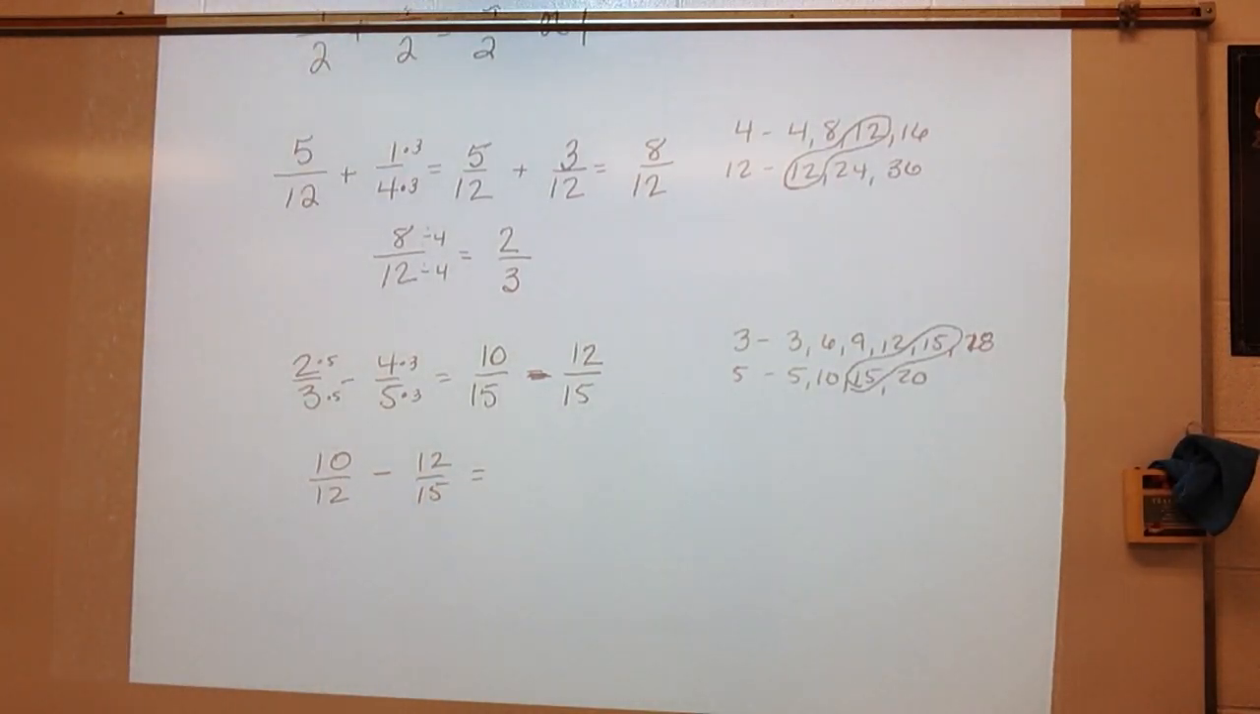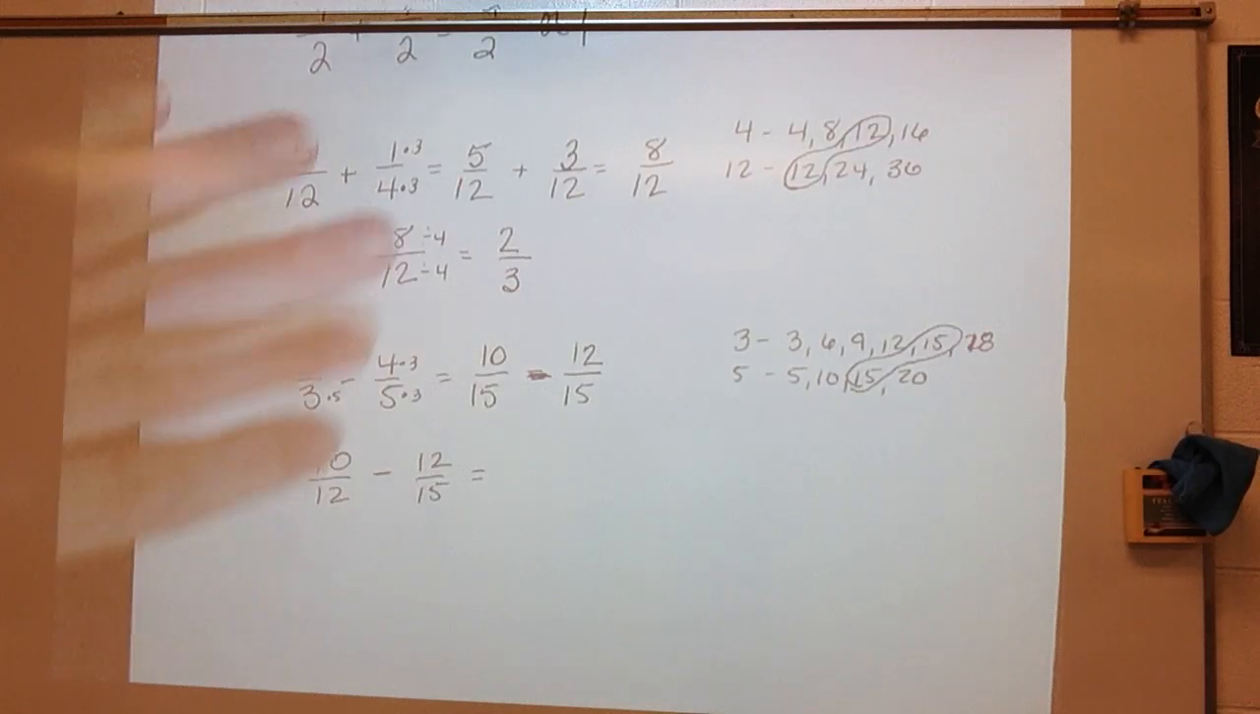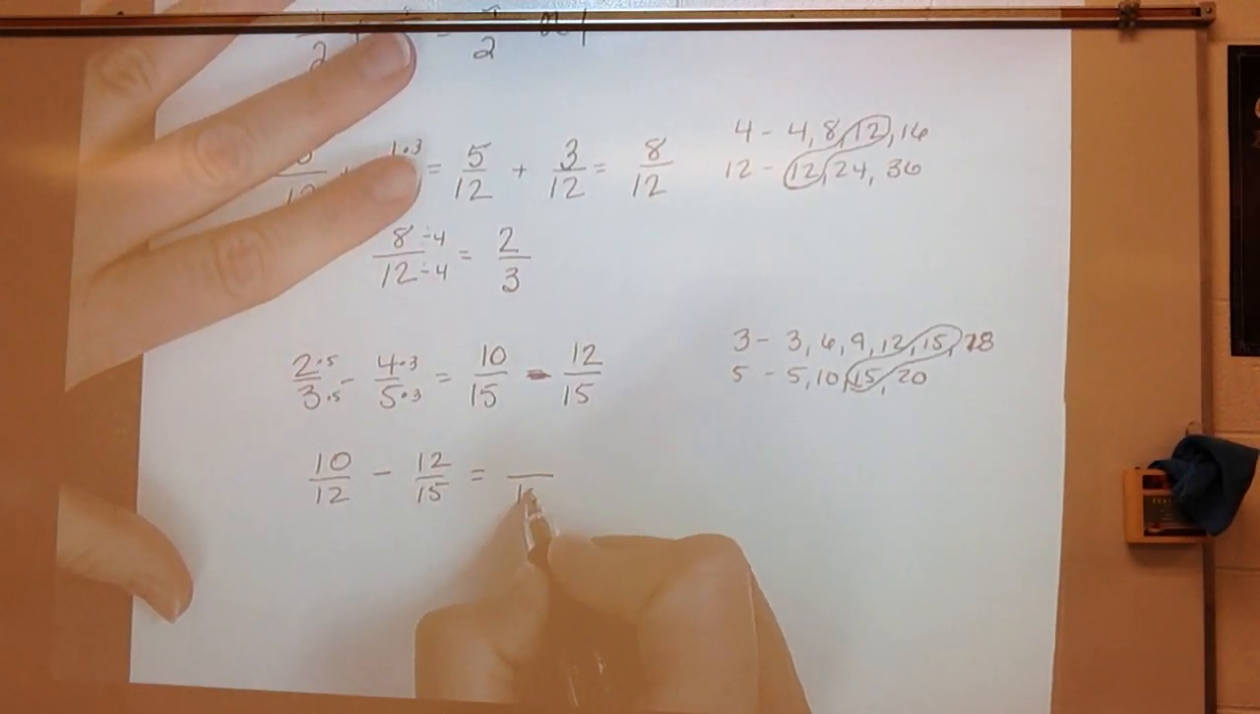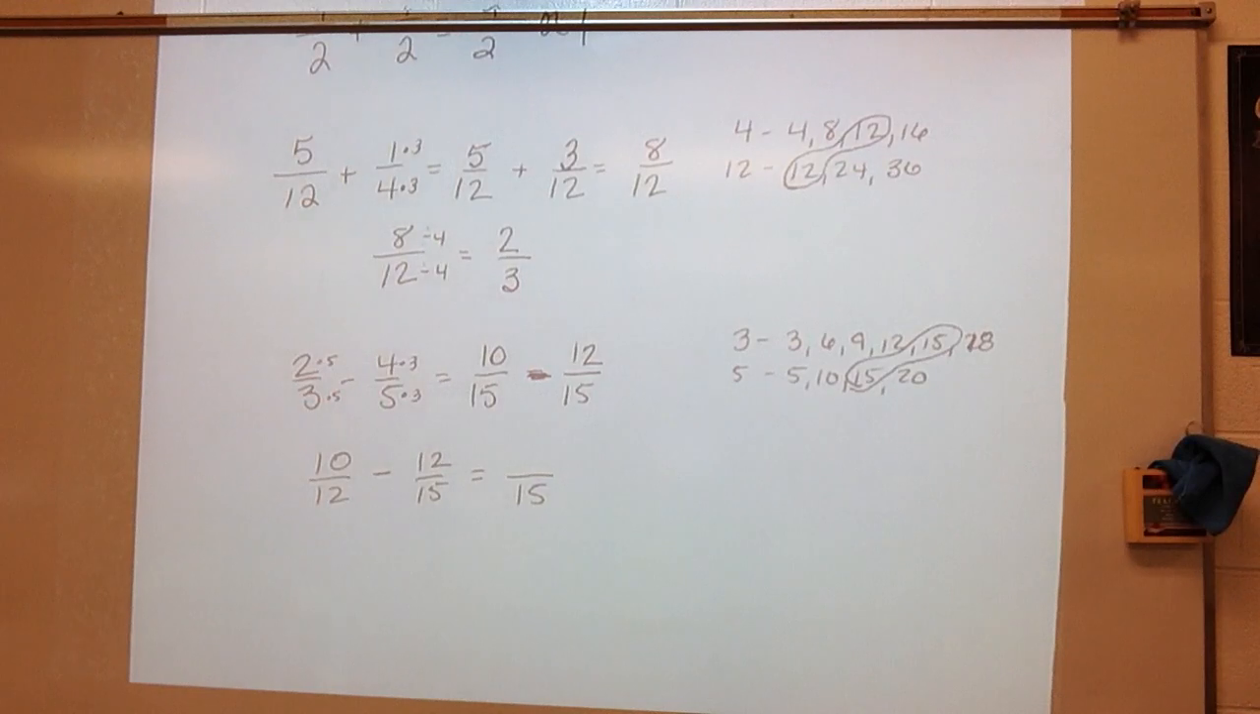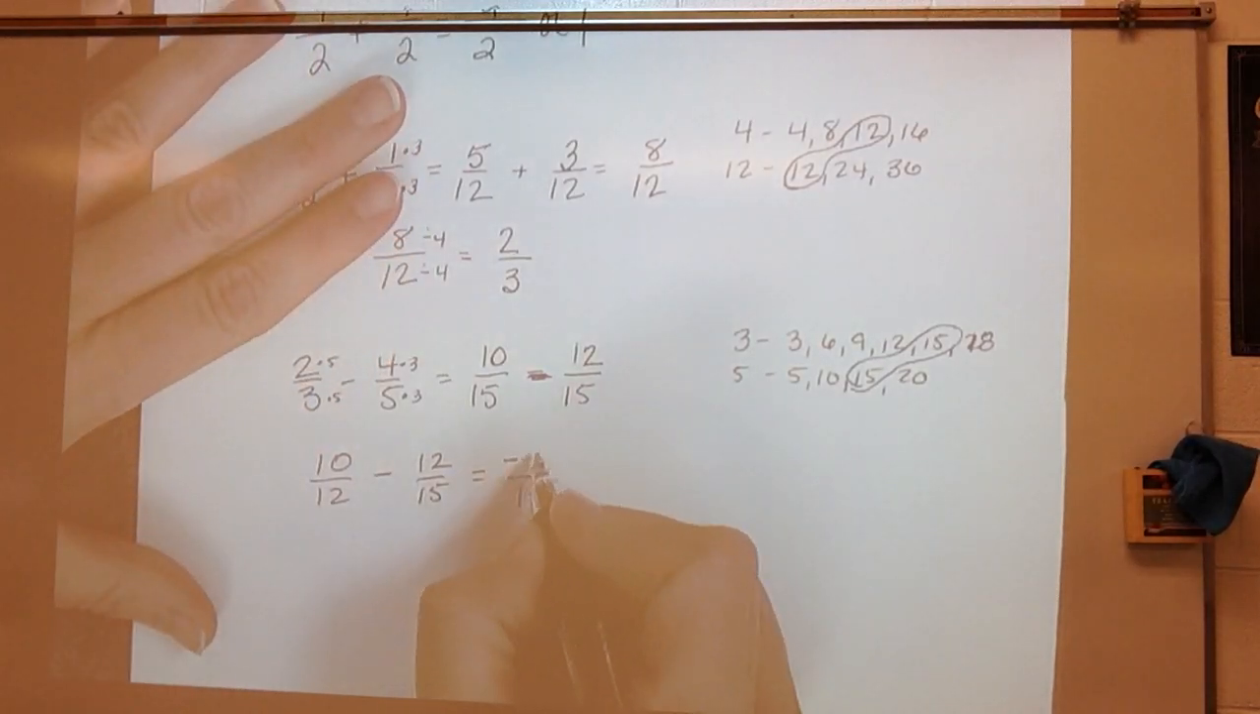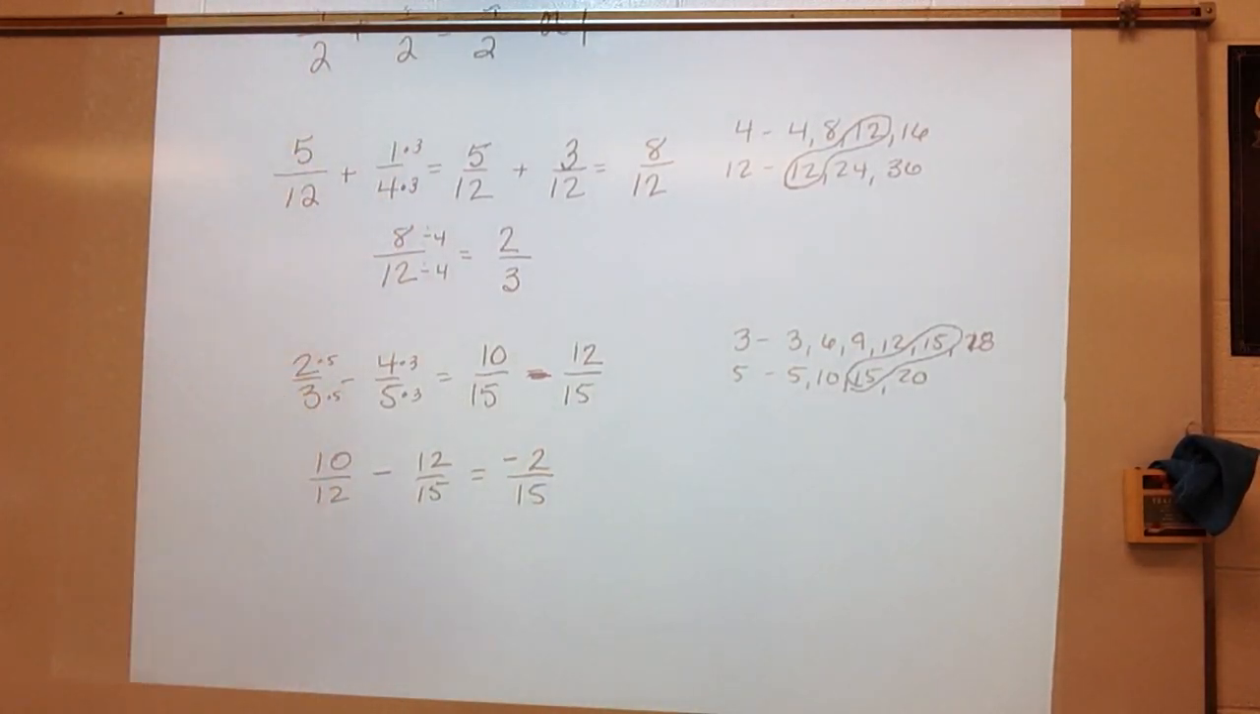Now I can go ahead and do my subtraction. My denominator stays the same. And I say 10 minus 12. We all know that 12 is bigger, so 10 minus 12, I get a negative 2. So my answer would be negative 2 fifteenths. Okay?